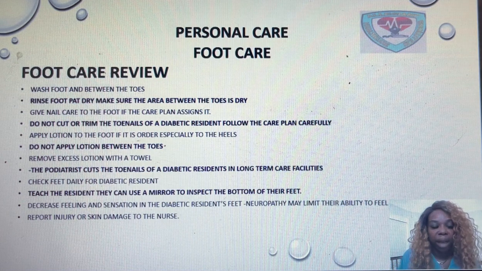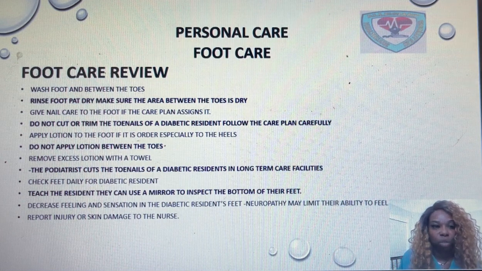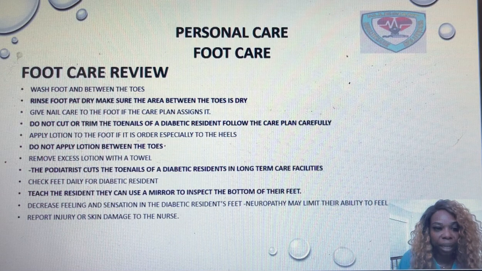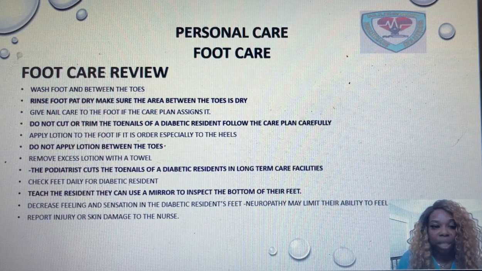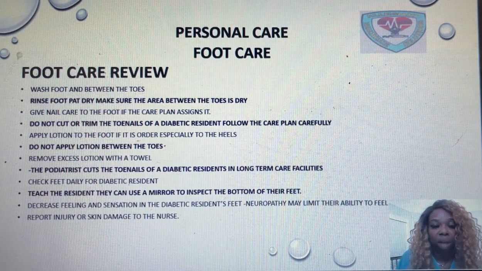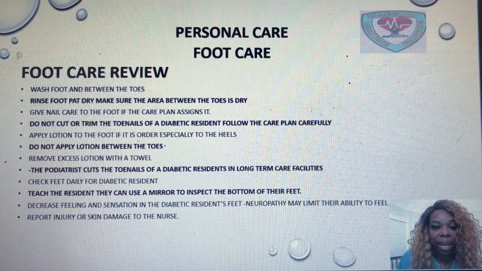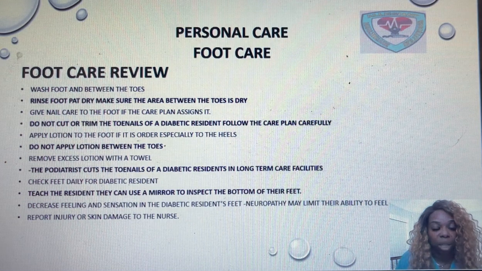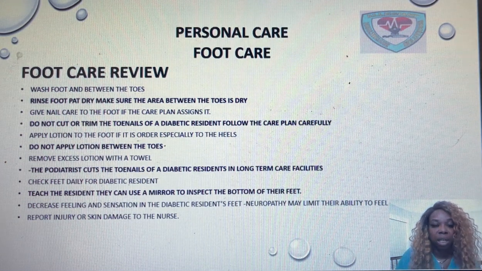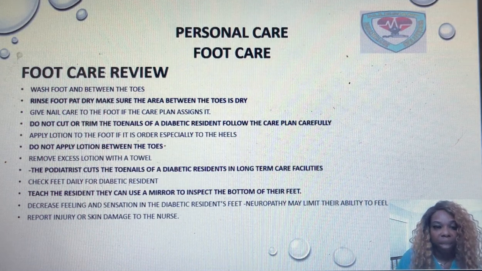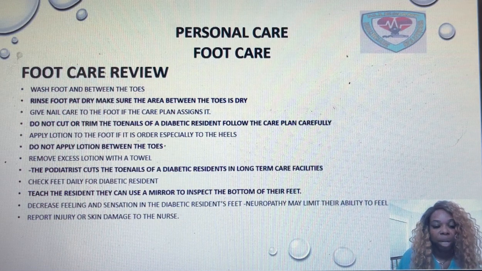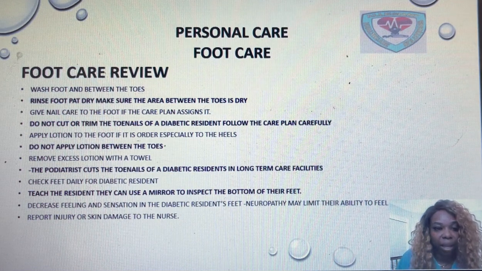When we are providing foot care, once again, you're going to refer to your care plan. You want to wash the feet. You want to wash in between the toes. You're going to make sure that you rinse and pat dry the feet. And you also want to make sure that the toes are dry, especially in between the toes, where it can be dark and damp, and it can harbor bacteria or accumulate fungus. So you want to make sure that the toes are dry in between.